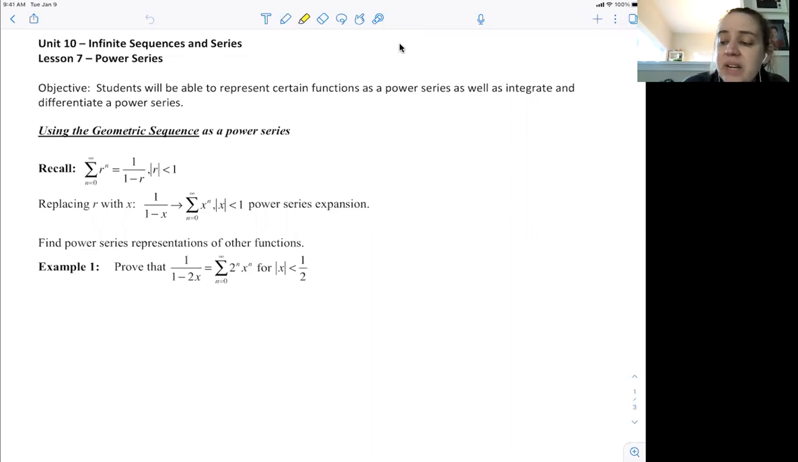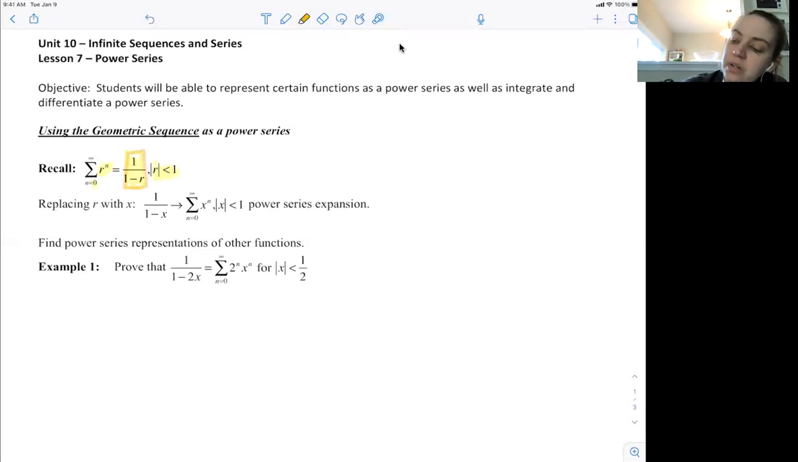So recall if we have a series from 0 to infinity of r to the n, that this was a geometric series. Remember that ratio r. The sum of that series is given by this formula. This is the specific one when we start at 0. There's a slightly different form if you started at a number other than 0. And in order for it to converge, the absolute value of that ratio, that fraction, had to be less than 1.